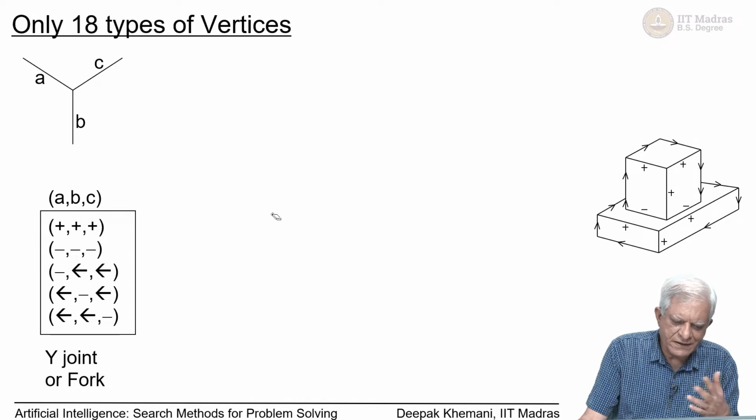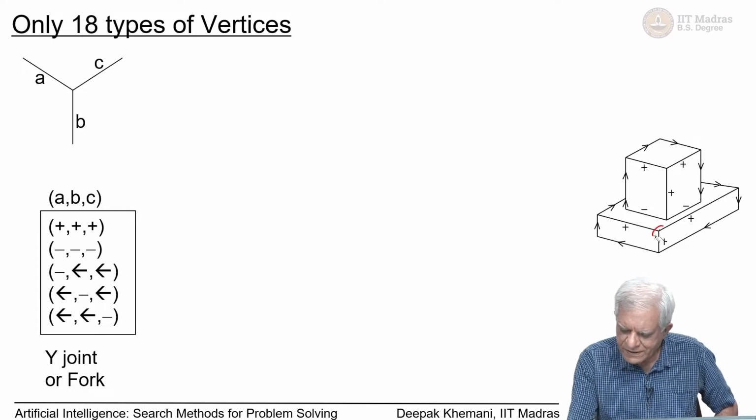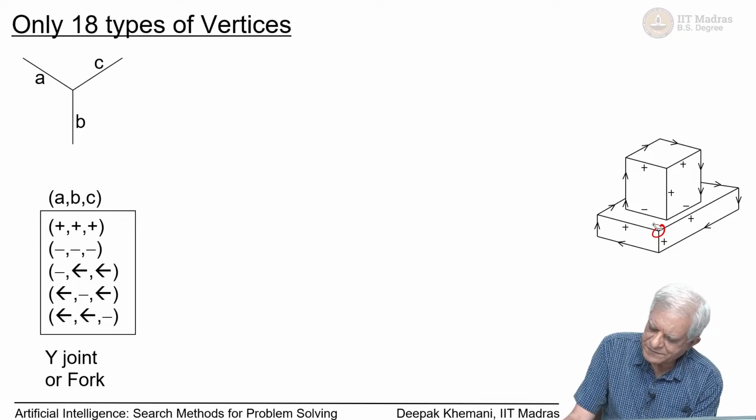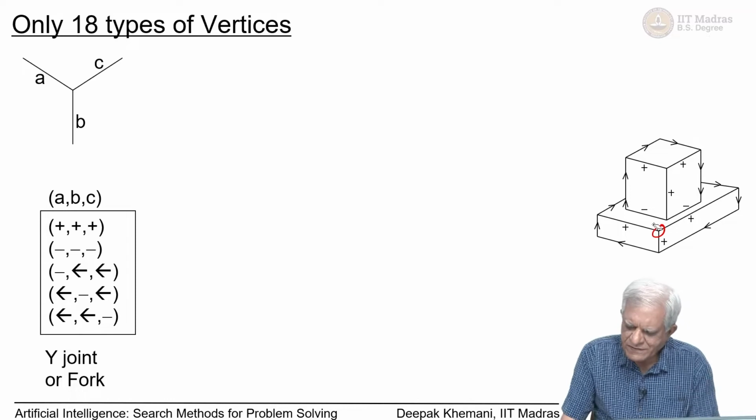So, if you try to imagine any object where it has something different, for example, plus minus plus, you will not be able to imagine an object like that. So, in real objects, Y joints where 3 edges meet and they look like a Y have only these 3 possibilities. So, let us see if you can find a Y joint here. Here there is a Y joint, you can see it has got 3 labels plus plus plus, and there is another one which is similar.